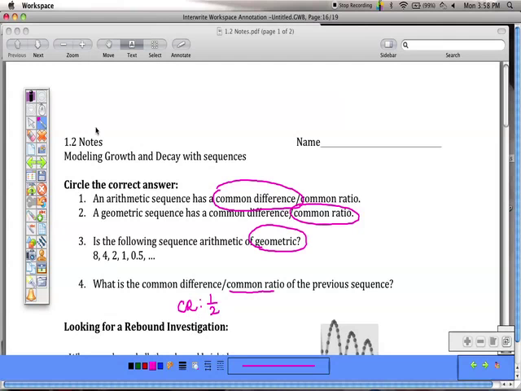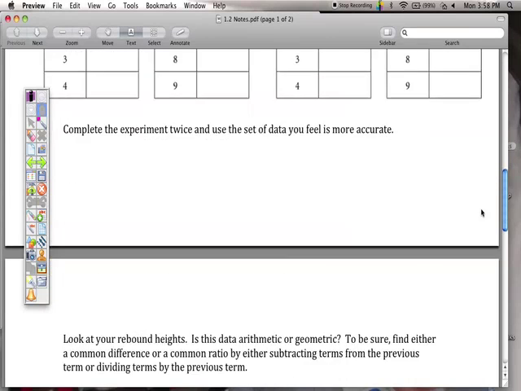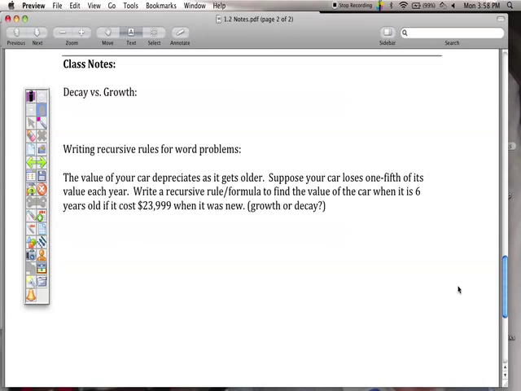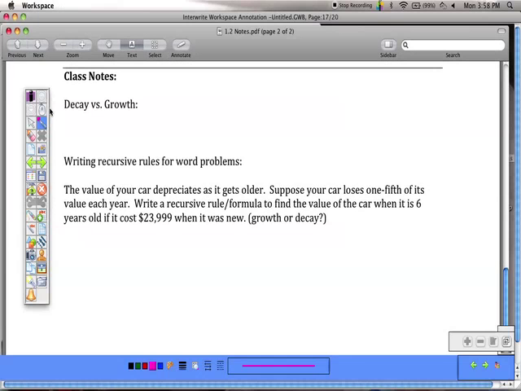Right, in class we'll do an investigation, but since you're not in class, we'll skip that and look at the rest of the notes. Okay, so here are the class notes. The first thing we define is decay versus growth. You may have already talked about this first semester, but we'll review.